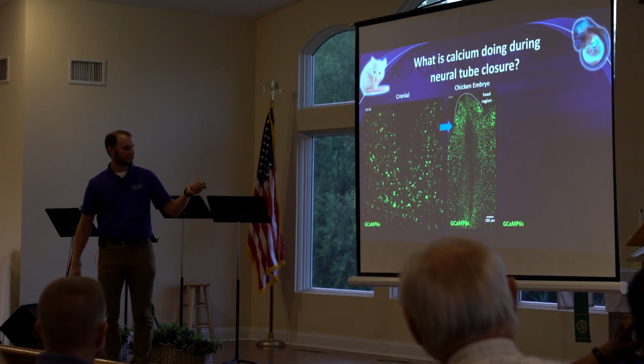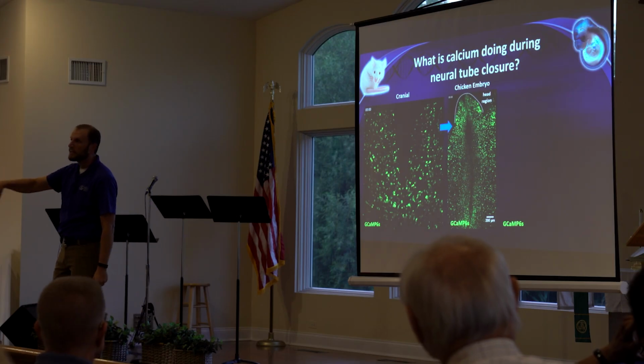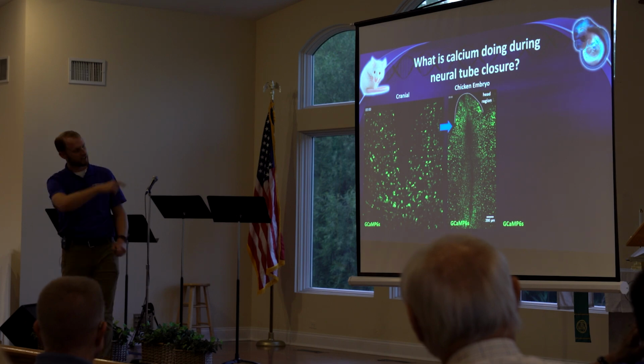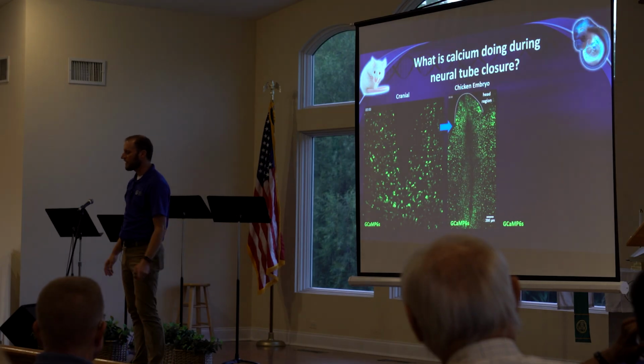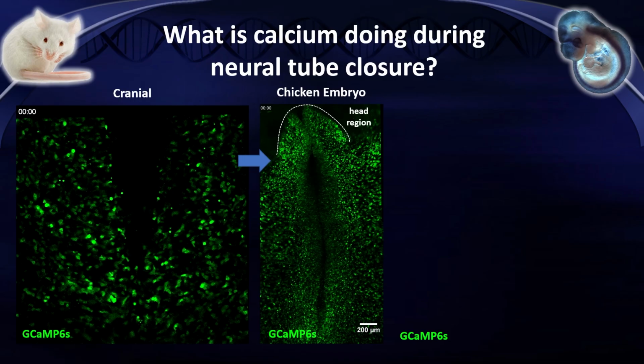So here's the head region. Each of these blobs, the green blobs, is a cell. And the green represents the calcium. Changes in the green represent changes in the calcium levels. I want you to see if you notice anything on this video. Watch closely, because it's pretty subtle.